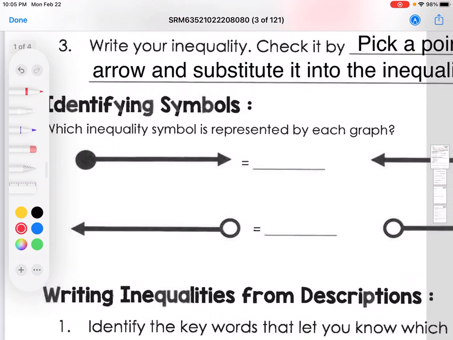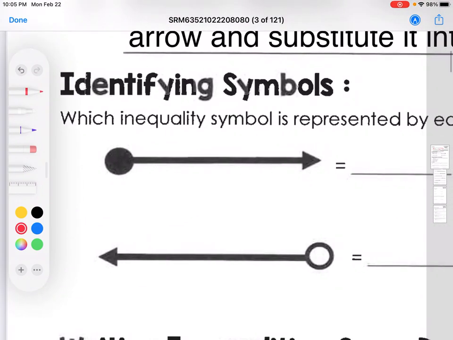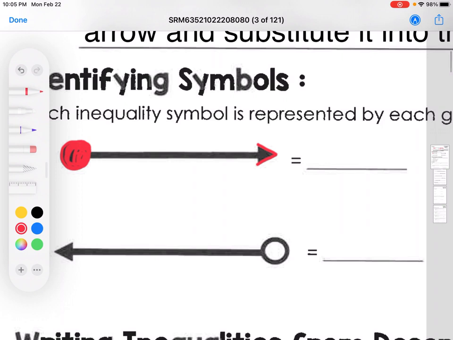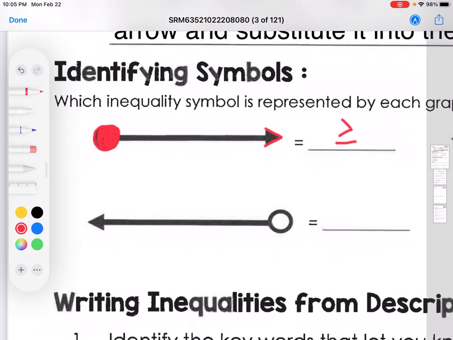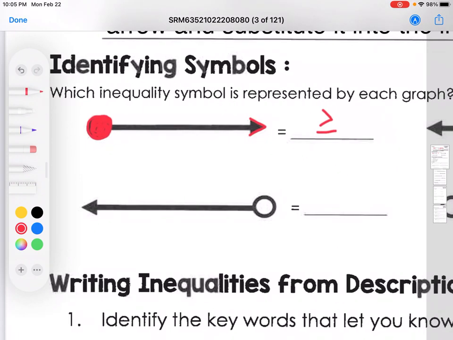So to identify the symbols, I need to look at my circle, and I notice that my circle is filled in, and my arrow is pointing to the right, which tells me that it is greater than, and the circle being filled in tells me that it's greater than or equal to. Okay, the next one.